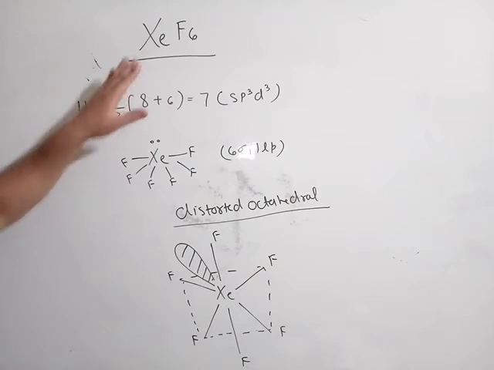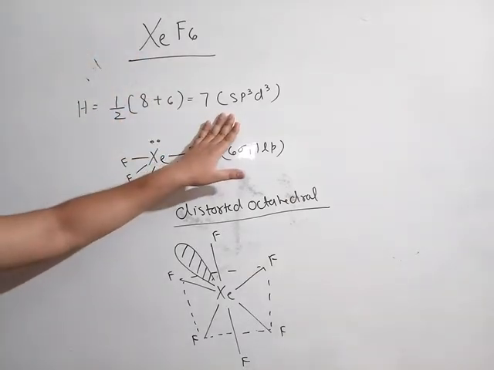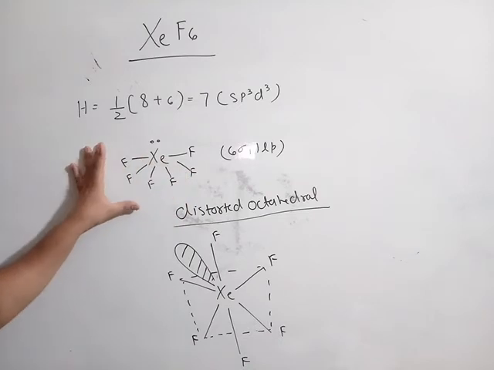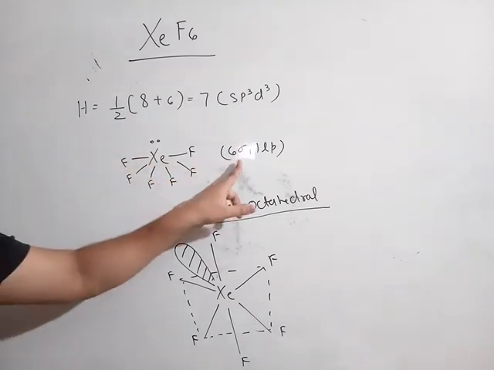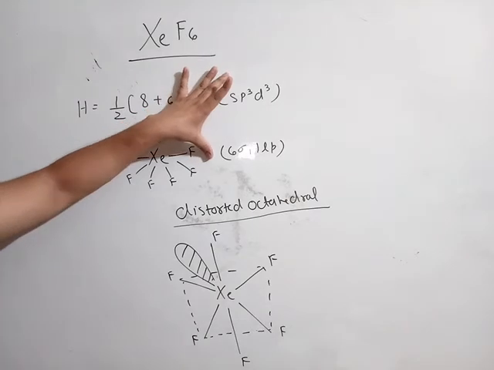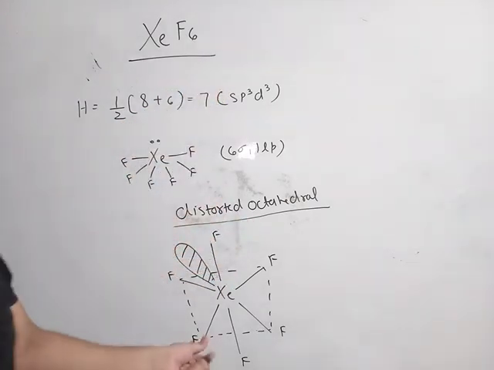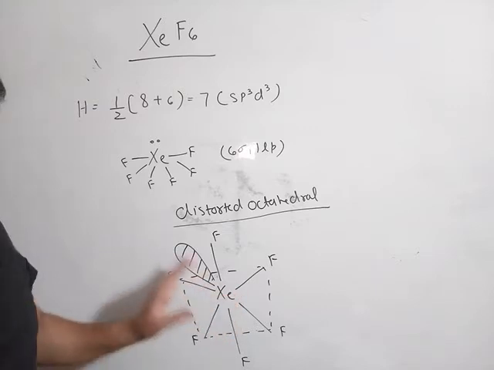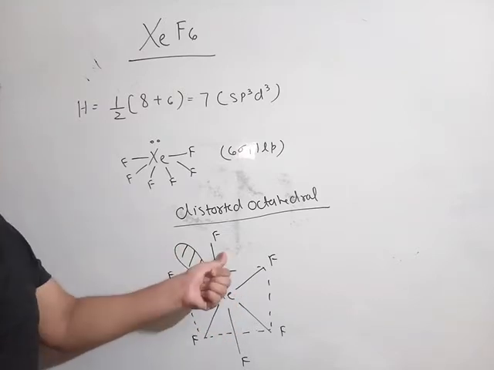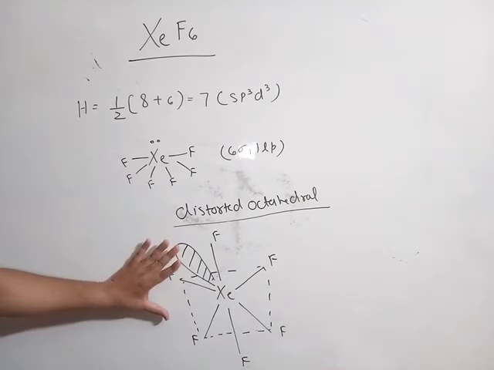So the next one is XeF6. If you check the case here, it will be sp3d3, and if we roughly check the case, it will be 6 sigma 1 lone pair. So we know that in 6 sigma 1 lone pair we have the shape of distorted octahedral. So it will be a normal SF6-like structure, but 1 lone pair will be between the axial and equatorial fluorine. So that is the shape you have to draw in exam.